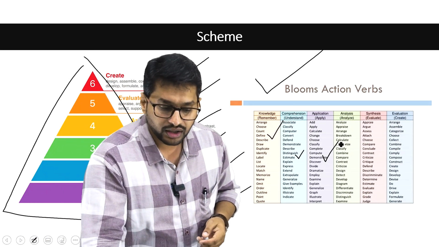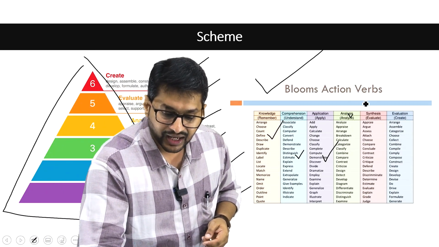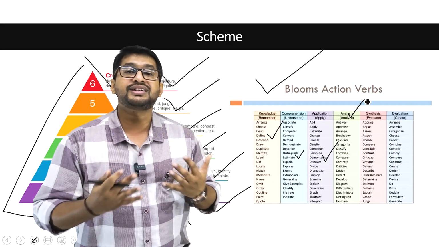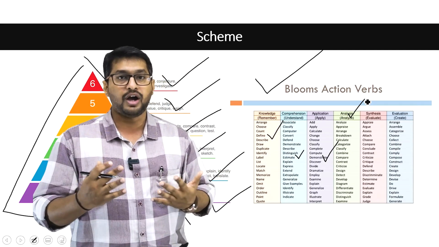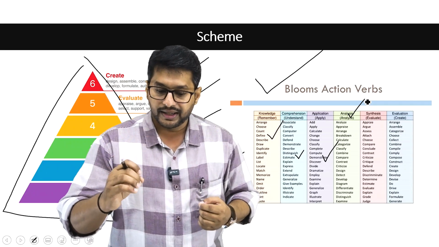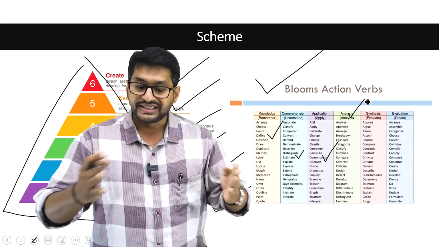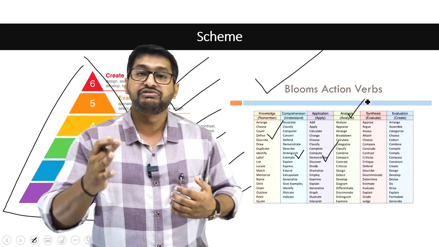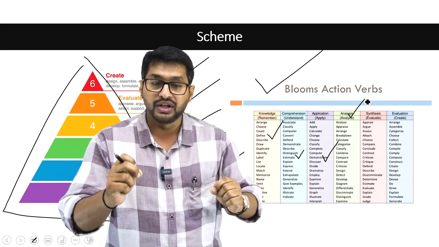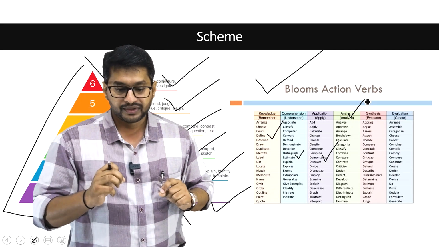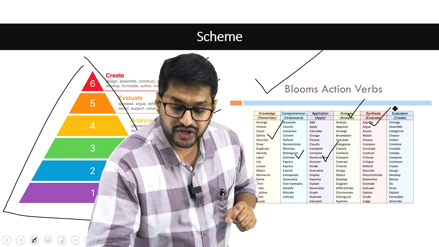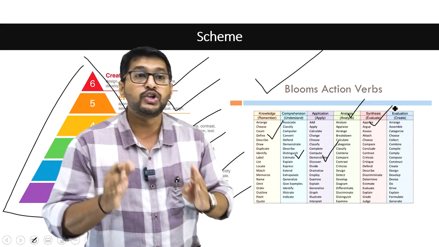Now, the L4 level is mainly to analyze, and in analyze, you're trying to analyze between two important components. Example verbs: arrange, break down, categorize, classify. This will make sure you have understood the analysis part of the story. Now, the L5 question is based on the evaluation component.